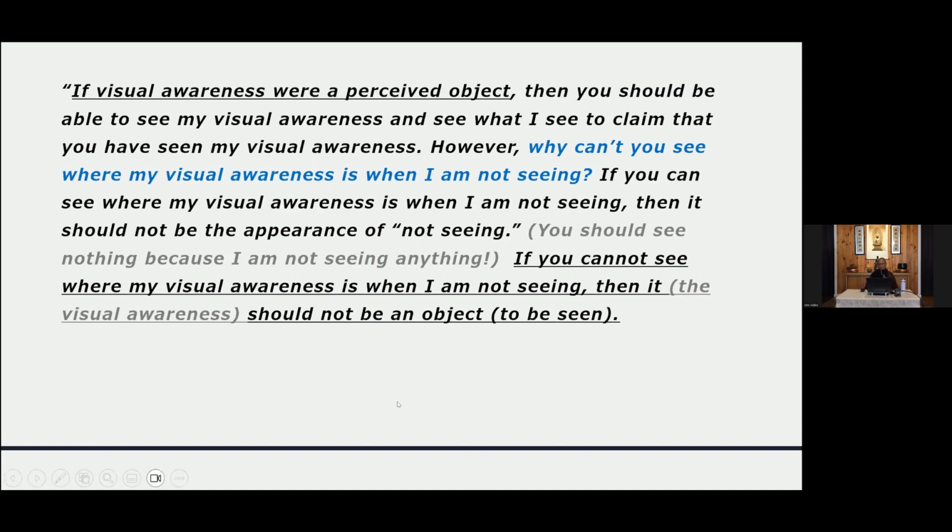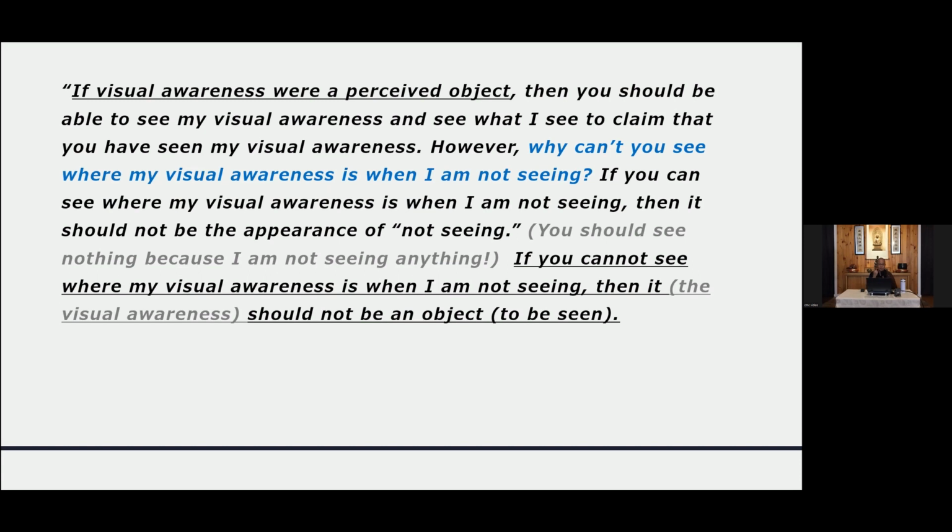Then Buddha continues: if you think that your visual awareness were a perceived object, then you should be able to see my visual awareness and see what I see, to claim that you have seen my visual awareness. However, why can't you see where my visual awareness is? And when I am not seeing, if you can see where my visual awareness is, then it should not be the appearance of not seeing, because you should see nothing, because I'm not seeing anything. So when you claim that you see my visual awareness, you should see nothing when I'm seeing nothing, right?